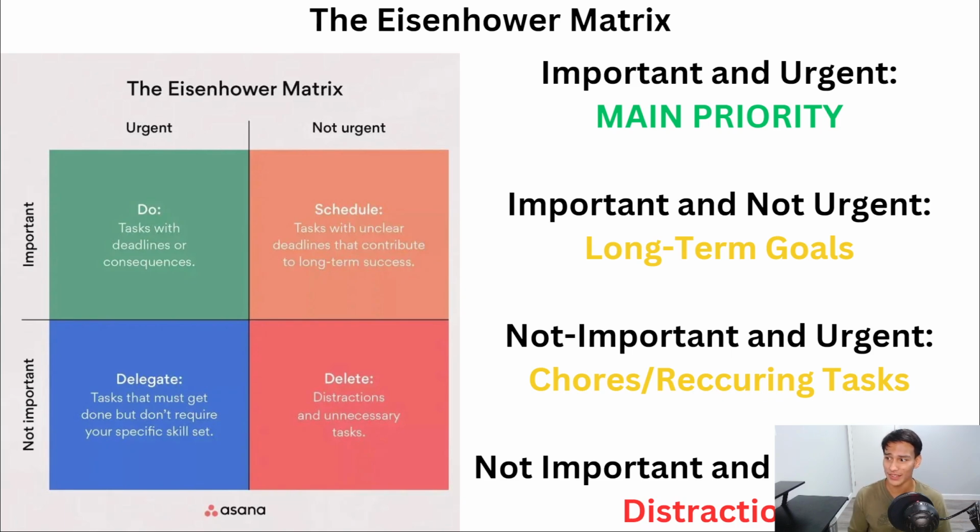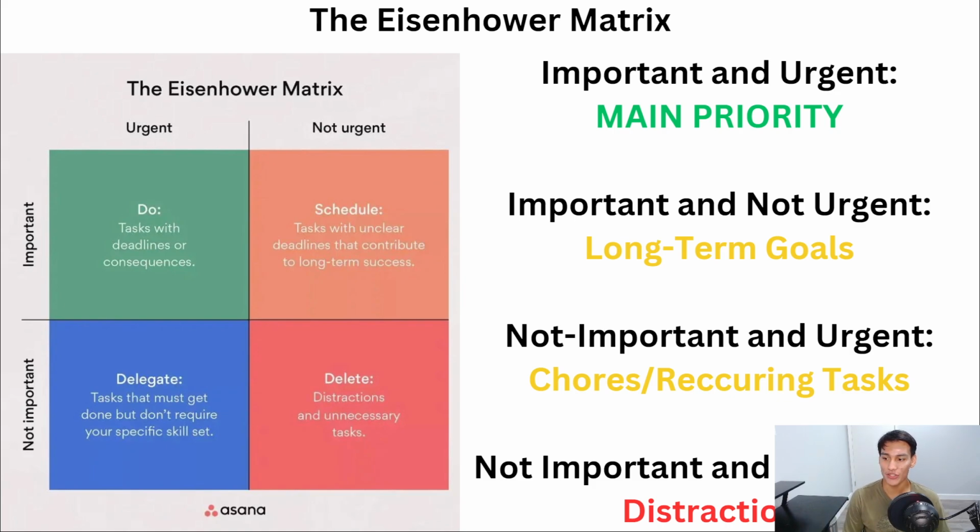And then finally, that last quadrant, the not urgent and not important, is known as the distractions and unnecessary tasks, which is the stuff that you can delete or push to another time if you feel like you do need to do it, but it's just not as important. So this is the general idea, the pretty easy idea of what the Eisenhower matrix is.